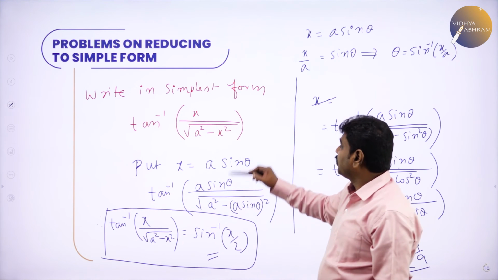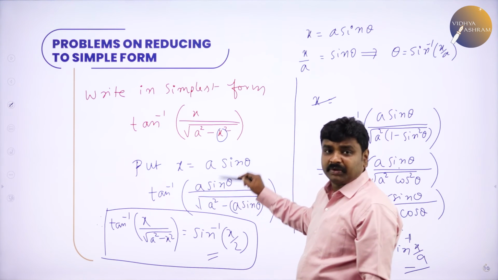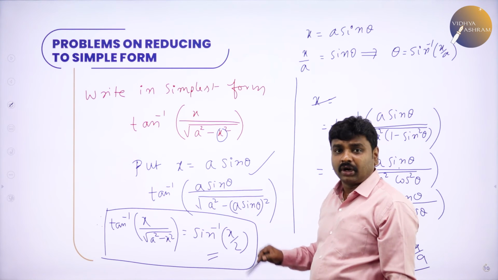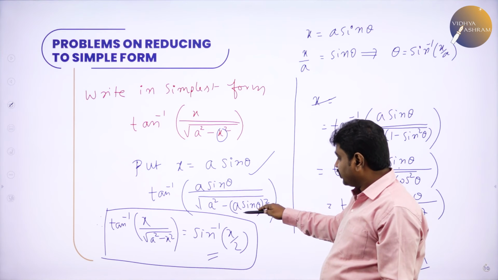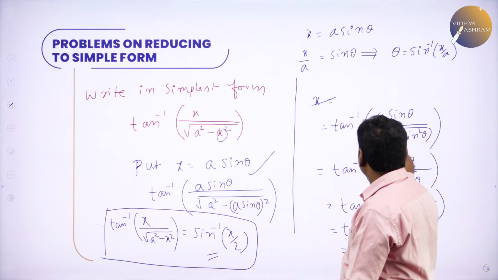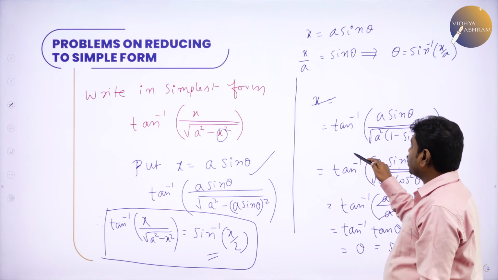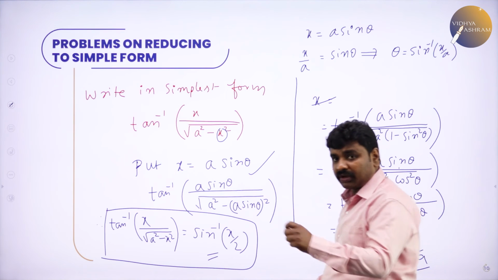But to write this in simple form, first I should do substitution. In the place of x I should assume a sin theta. How to get that? Table of substitution. In the place of x put a sin theta. A sin theta whole square becomes a square sin square theta. So a square you take out common like that. I hope all of you understood this.